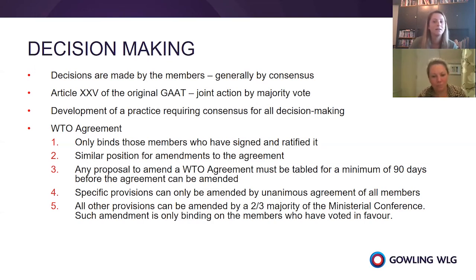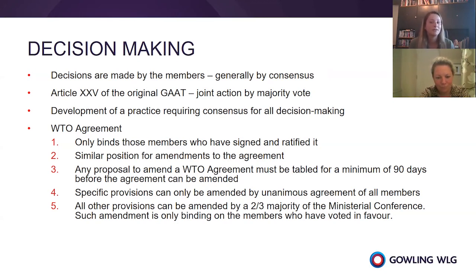In particular, the WTO agreement only binds those members who have signed and ratified it, and the same goes for any amendments which are made to that agreement. So any proposals to amend a WTO agreement must be tabled for a minimum of 90 days. There are also specific provisions which can only be amended by unanimous agreement of all members, and these are set out in Article 10.2 of the agreement. All other provisions can be amended by a 2/3 majority of the Ministerial Conference.